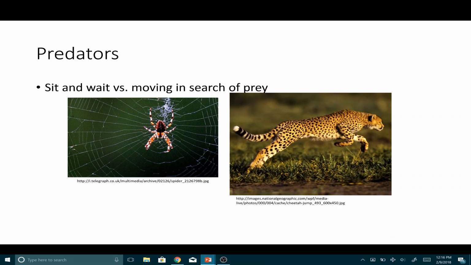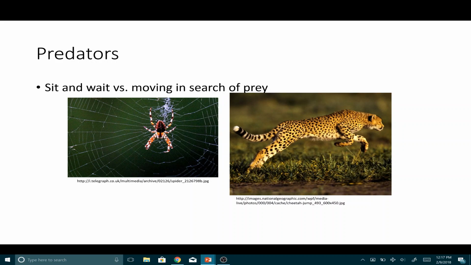Okay, predators. We have two different types. We have sit and wait and moving in search of prey. A sit and wait predator is good because it uses less energy to capture prey. Example of that would be the spider here. However, a negative to being a sit and wait predator is you would have limited resources. You have to wait for your prey to come along.